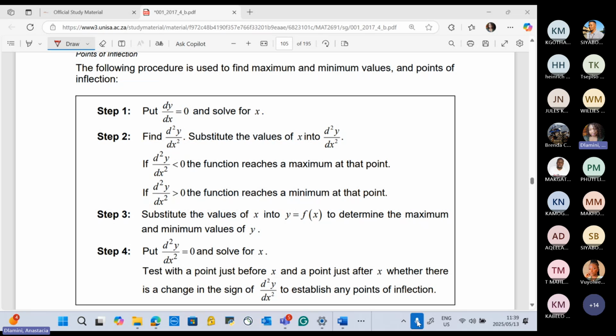Guys, no one is saying anything. Okay. All right. So, is there anyone who's not understanding step 1, step 2, and step 3?